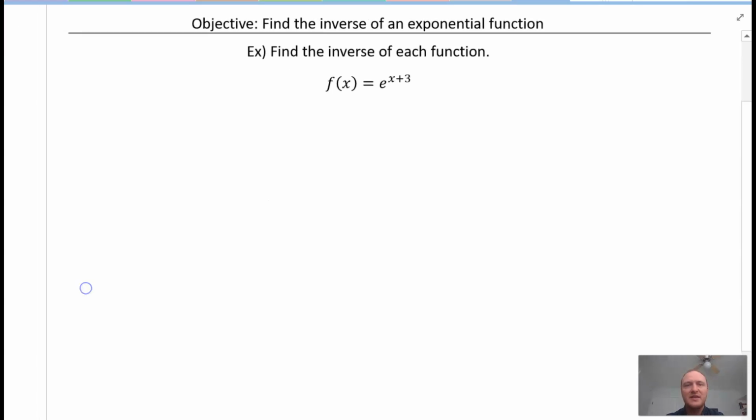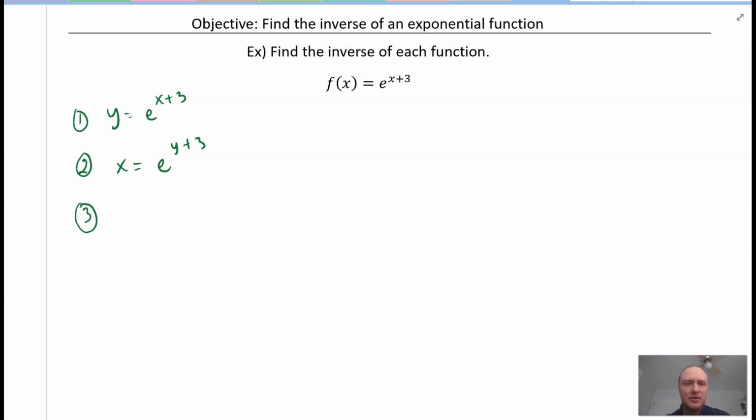Okay, so here is our first example. We're asked to find the inverse of each function. I'm going to take my function and write it as a two-variable equation: y is equal to e to the power of x plus 3. So I just switched out of function notation, right? That's step 1. Step 2, we're going to switch x and y. So x is equal to e to the power of y plus 3. Okay, here comes the tricky part. Step 3, we want to solve for y. I want to isolate y.